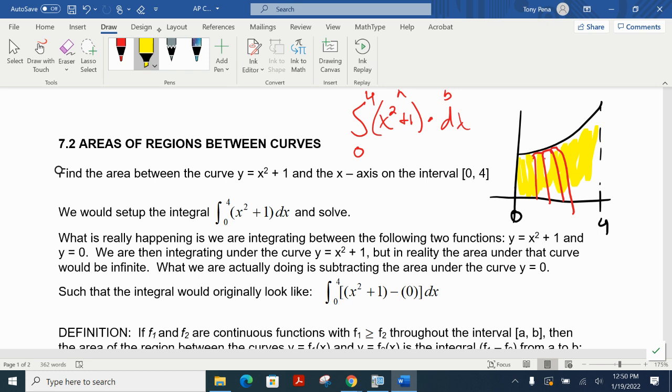If you now look at the title of the section, this is just area between, and you're going to see the word curves, which implies there's more than just this one curve and the x-axis. It would be multiple curves or multiple functions.